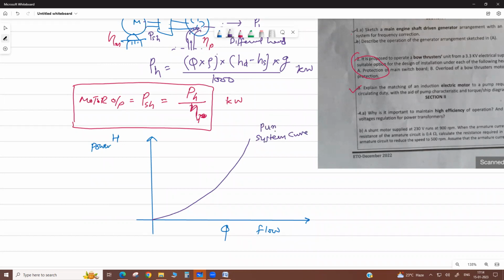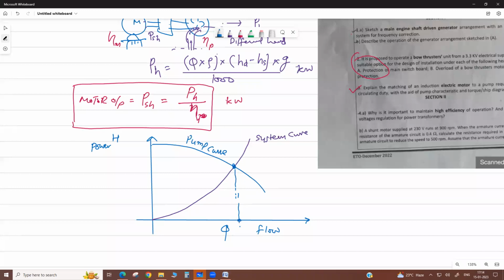Pumping system, the system curve, and the head developed by the pump. Pumping means connected pipes and elbows. They produce resistance to the flow, so that is why the total head develops. Head occurs as a result of resistance to flow. Now the pump develops a head. So this is the pump curve. This is the system curve. When they intersect at a particular value, it is the operating point.